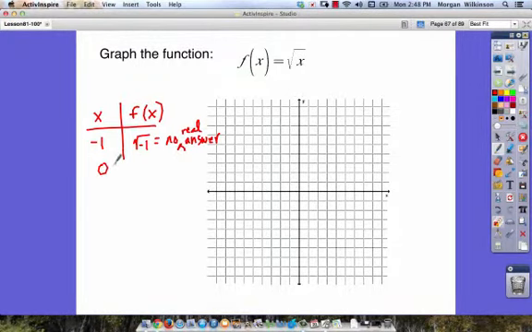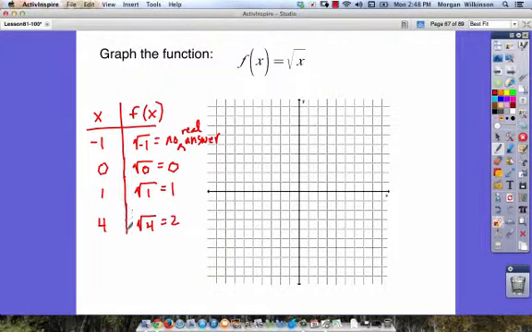Let's make x 0. The square root of 0, well, that's a nice one. That's equal to 0. X is 1. The square root of 1 equals 1. And then let's skip to something where we get a whole number answer. Let's say x is 4. Square root of 4 equals 2. If x is 9, the square root of 9 equals 3. So you can see it takes a lot of movement on the x-axis in order to get a little bit of movement on our f of x, or y-axis.